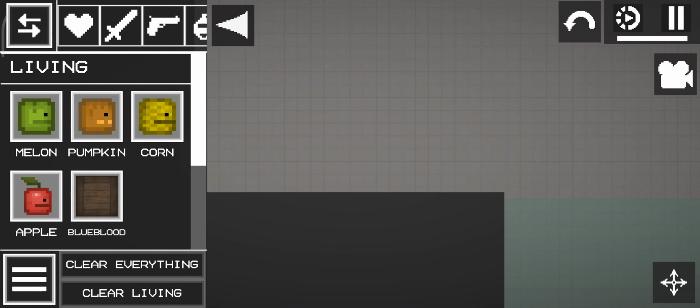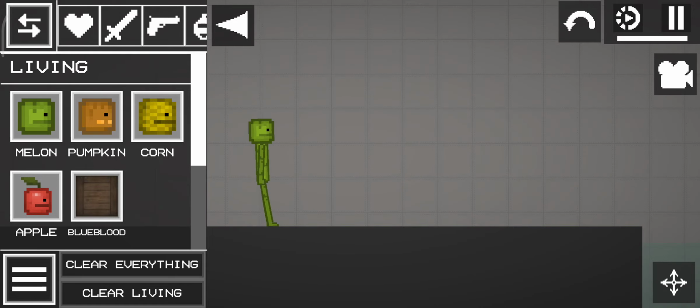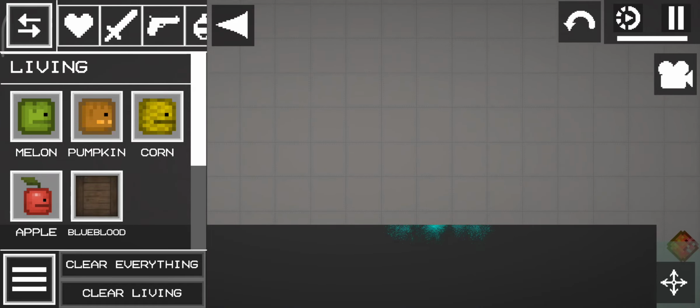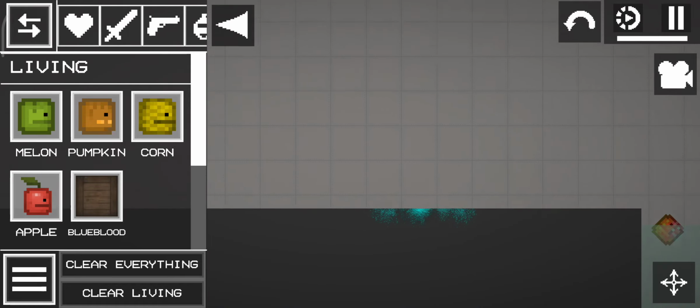Guys, today I am playing Melon Playground, and as you can see, melon, pumpkin, corn, apple, and blue blood. And you are asking who is blue blood? I made blue blood. It's like melon, but with a bigger head and with blue blood. That's why I named it blue blood. And that is called blue blood.